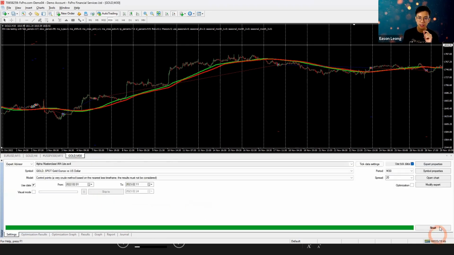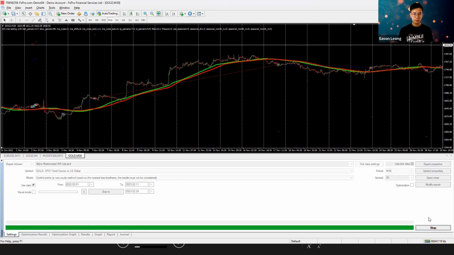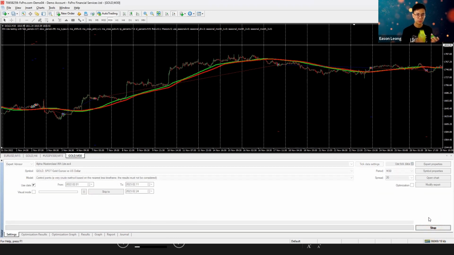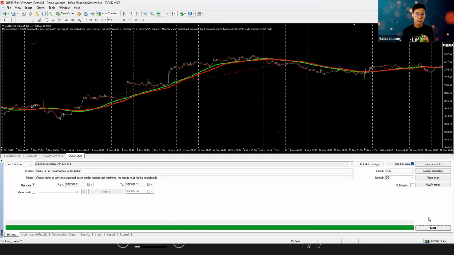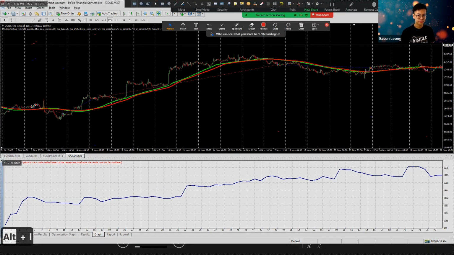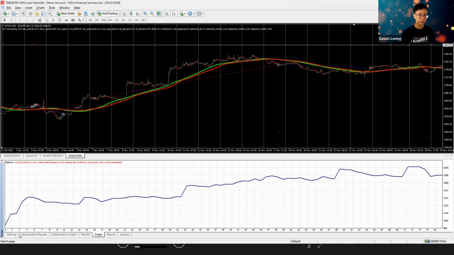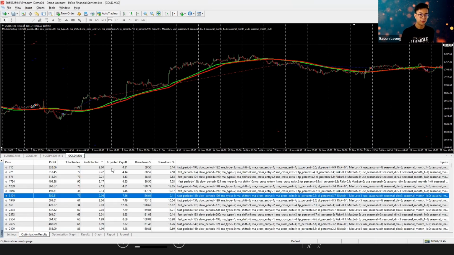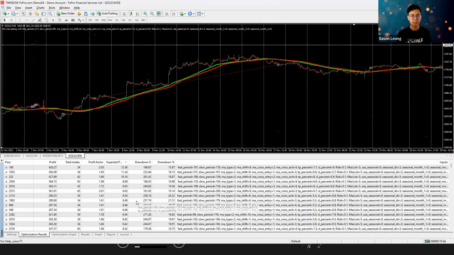So I double click and click start. Then I got a result something like this. Okay, this is the best profit factor. And then you can also analyze based on the expected payoff. Expected payoff is your profit per single trade.